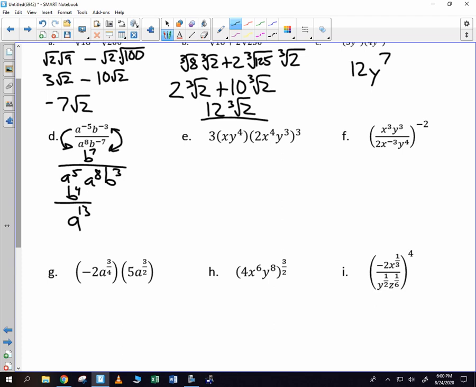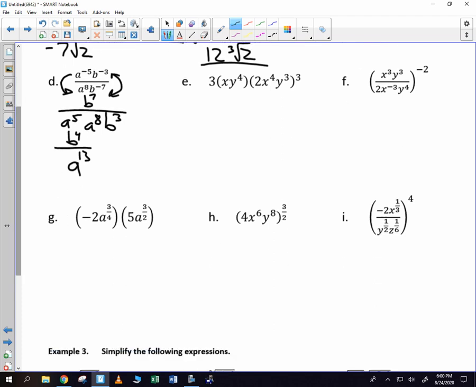How about letter E? Did you know that this is the same as 3xy to the 4th? Some people actually take that 3 and they distribute it as though there's addition or subtraction on the inside. This one here, we can take 2 to the 3rd to get 8. And we have a power to a power, you multiply, x to the 12th, y to the 9th. Now this problem becomes exactly like we saw before. 24, x to the 13th, y to the 13th.